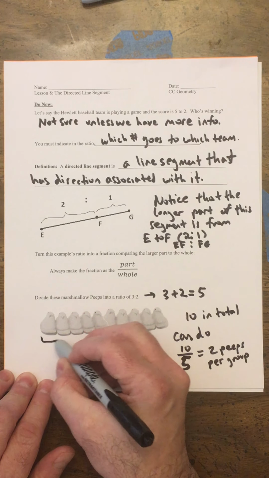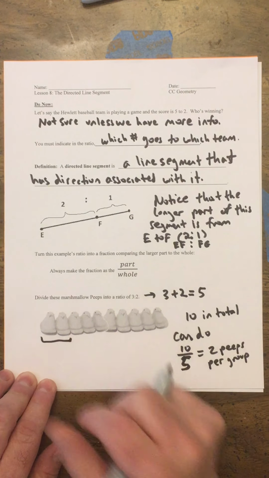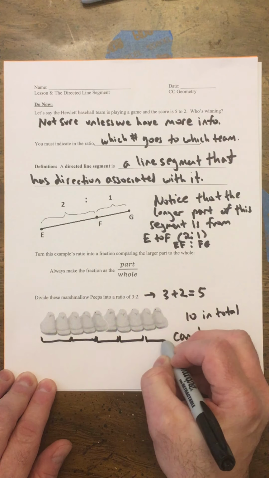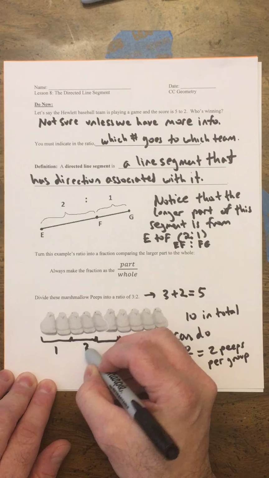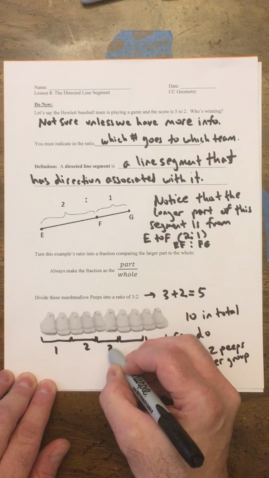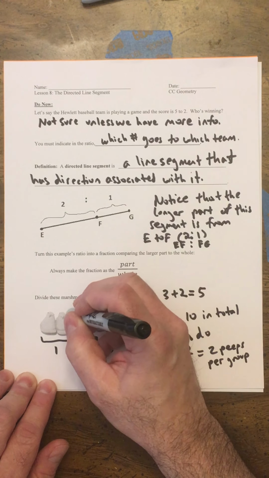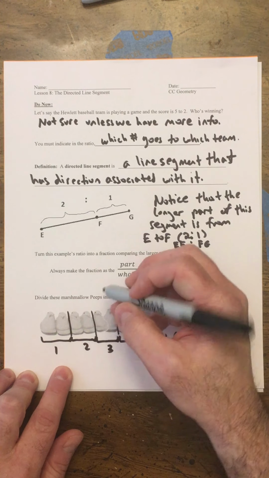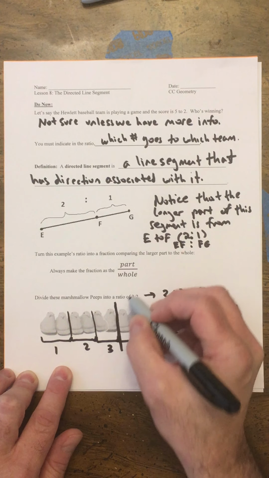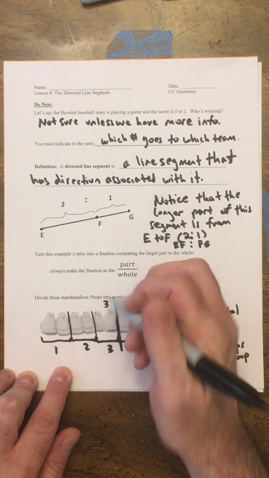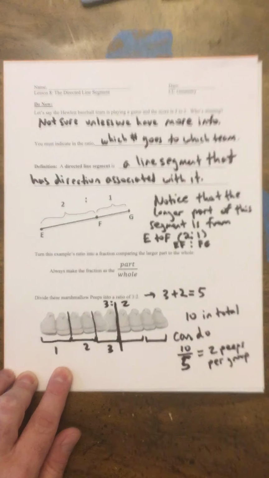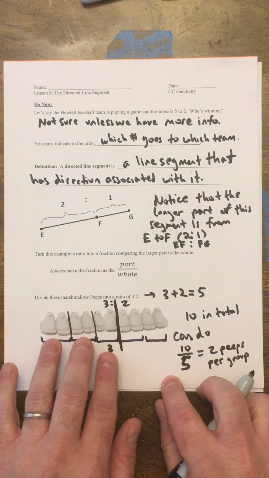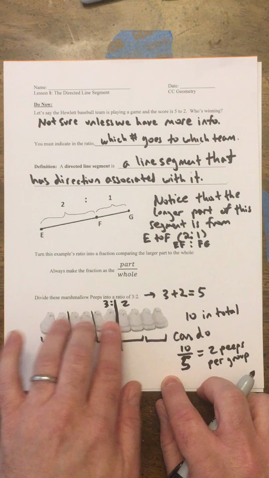Now, since each group of 2 makes a group, let's break this into the number of groups we need. So I want you to notice this is one group, this is the second group, this is the third group. Every section of peeps gets broken into a group, right? And this is the dividing line right here because this is going to give you the ratio of 3 groups to the left side compared to 2 groups on the right side. So this is the split that will break our peeps into a ratio of 3-2, okay?